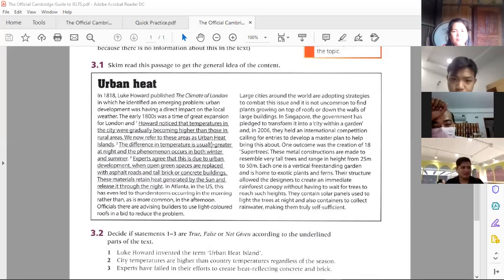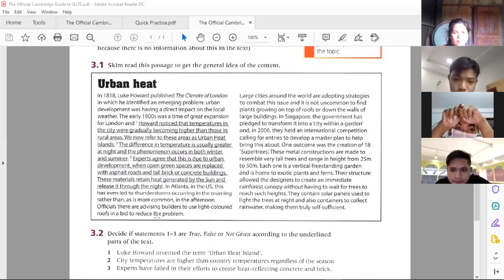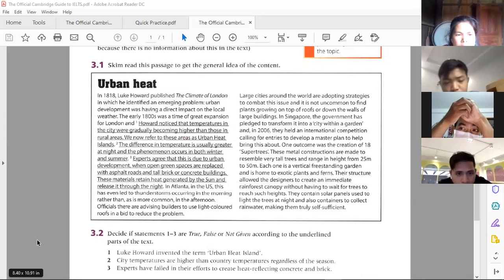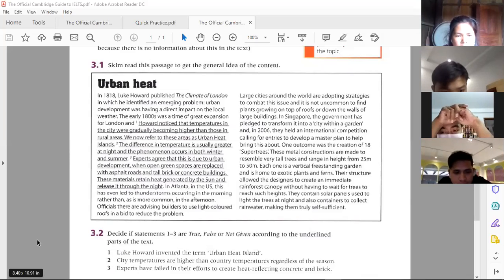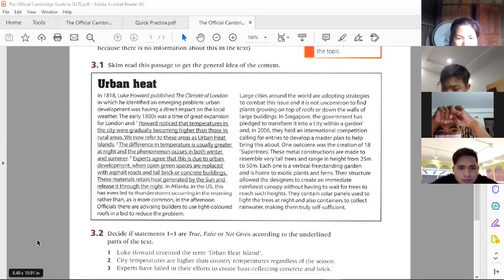Okay, so let's try something easy first. We have 3 questions, true, false, not given, and for these 3 questions you need to look at the underlined parts only. Look at the underlined parts and decide if these 3 statements are true, false, or not given. Remember our tips earlier. Look at the keywords, they happen in order, be careful with distractors, and make sure you have at least 1 true, 1 false, and 1 not given.